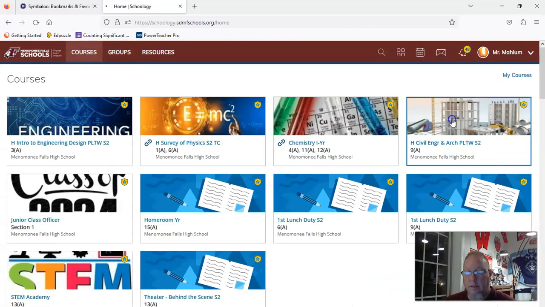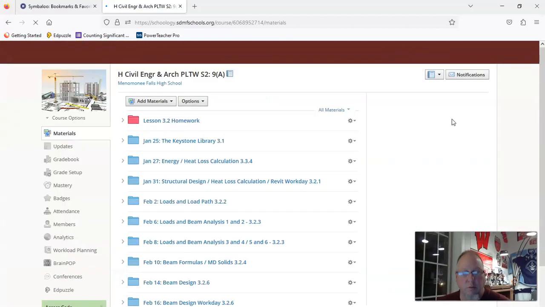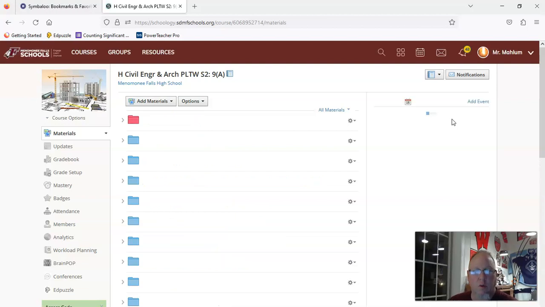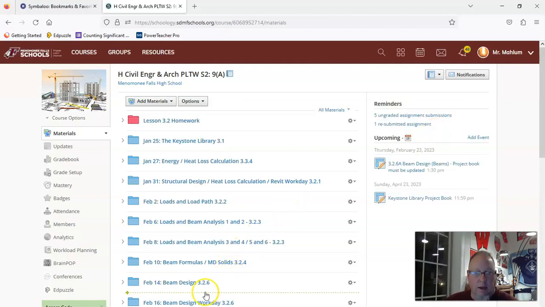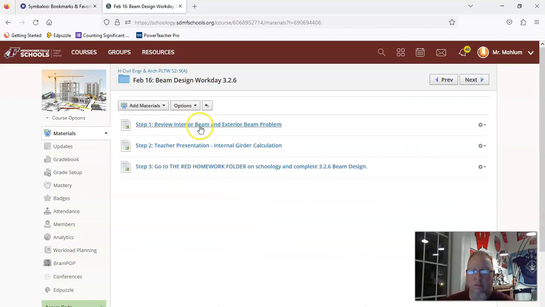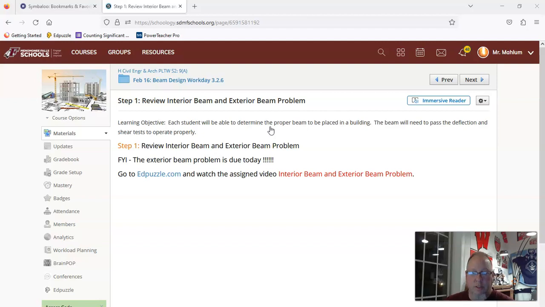All right, this is a little bit about how to do the beam and girder calculations for civil engineering. Today is a day where we are going to review the interior beam and the exterior beam problem. That video is something that you do need to watch in its entirety in order to receive credit for watching the video.